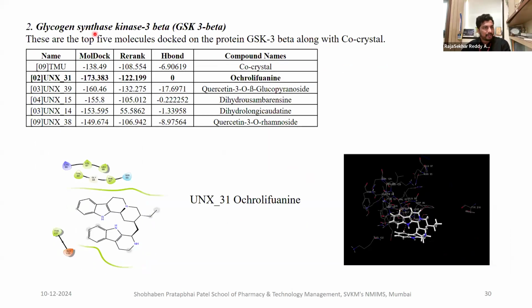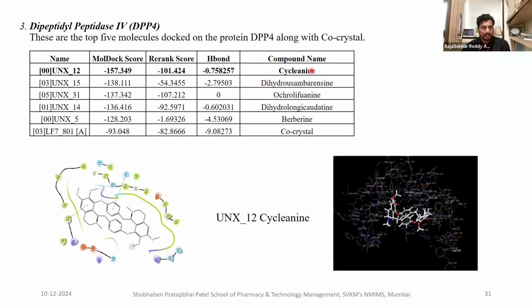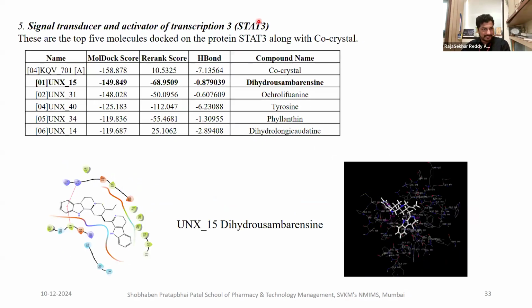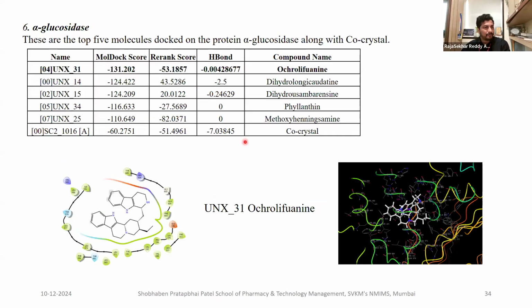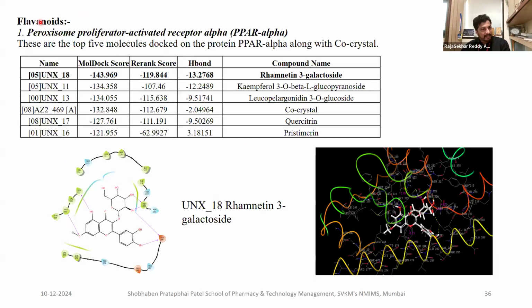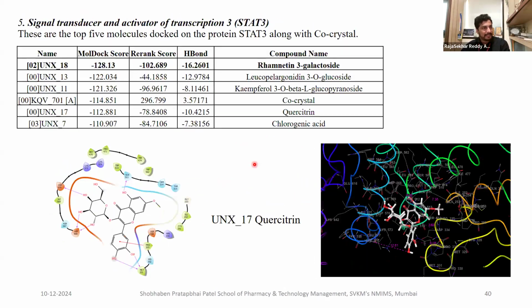Similarly, for the same alkaloids against GSK3 beta, there is one chemical which is much higher in terms of molecular docking score than the co-crystallized ligand. For DPP4, we got cyclonin, which has the best score compared to the co-crystal structure. PPAR gamma, and similarly STAT3, alpha glucosidase, and finally HDAC1. Similarly for flavonoids, we explored the same 7 targets, and we have data like this.